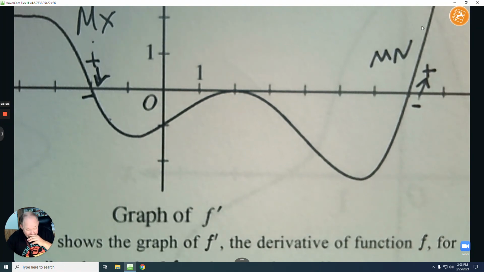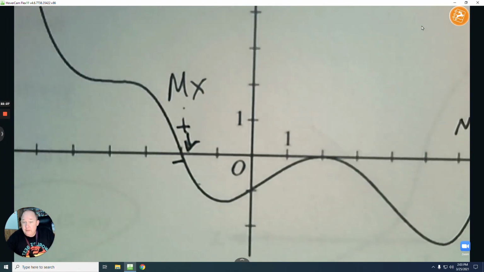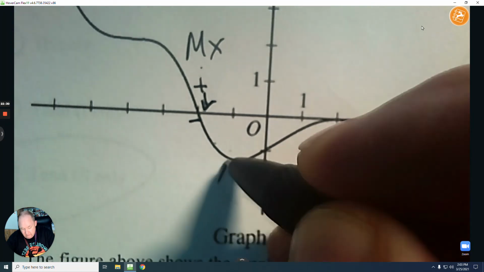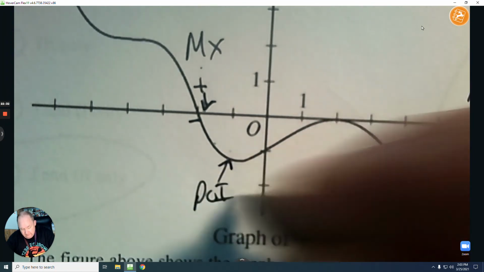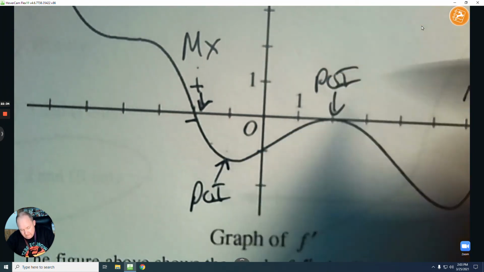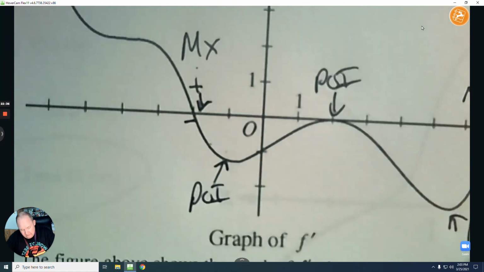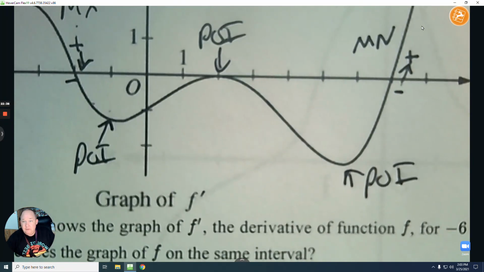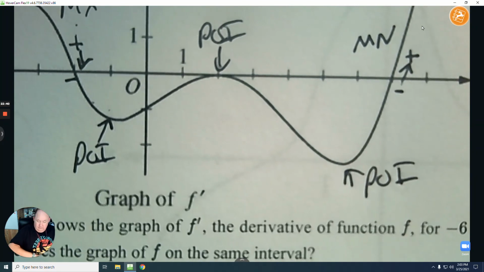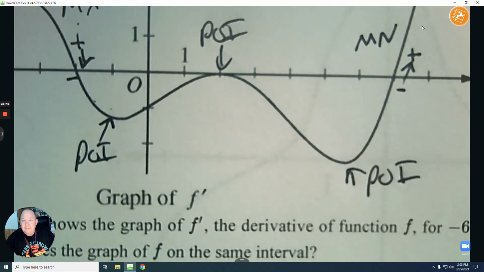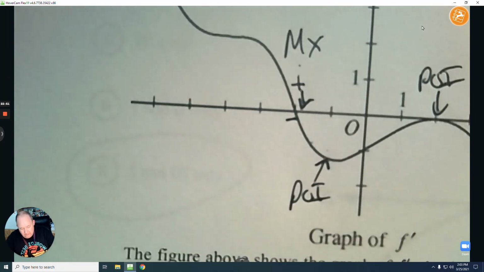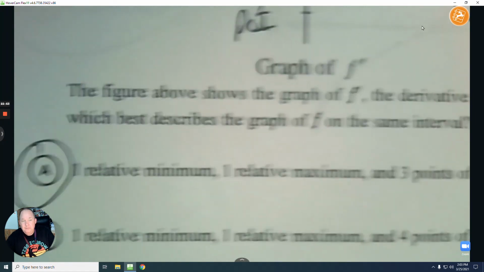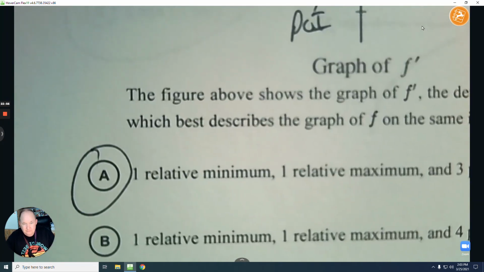Oh, and then it says how many points of inflection. So a point of inflection is a turning point. So that is a POI, that is a POI, and that is a POI. So every time the graph turns from increasing to decreasing, that's what happens. All right. So the answer there was A, that it has a relative minimum, it has a relative maximum, and 3 points of inflection.